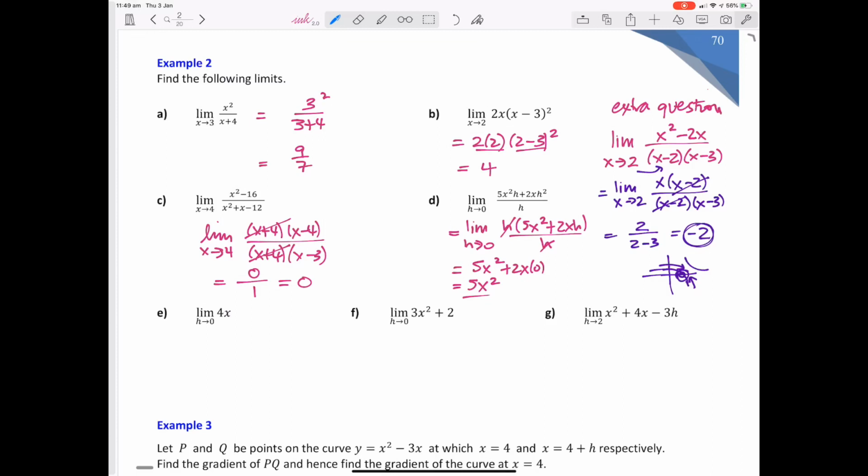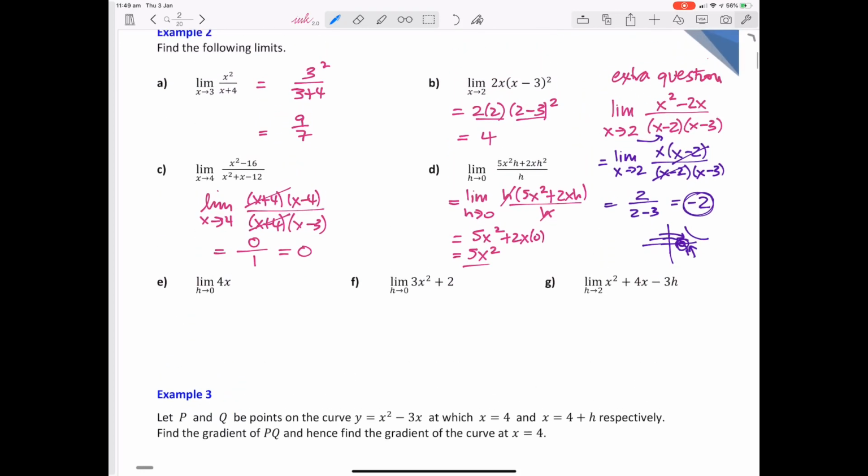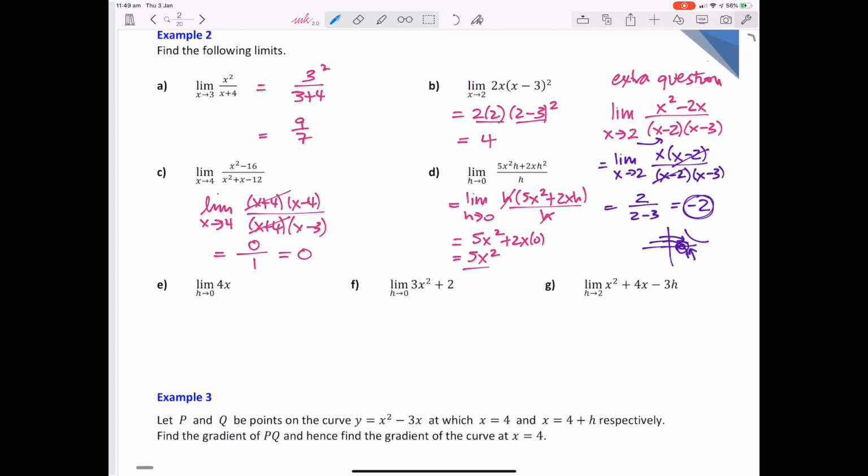So this allows us to use mathematics that we wouldn't be able to do otherwise because we can't divide by 0. But in using limits, we're saying, okay, this function isn't defined when x equals 2. However, the limit, or the value that it approaches from both sides, is negative 2.